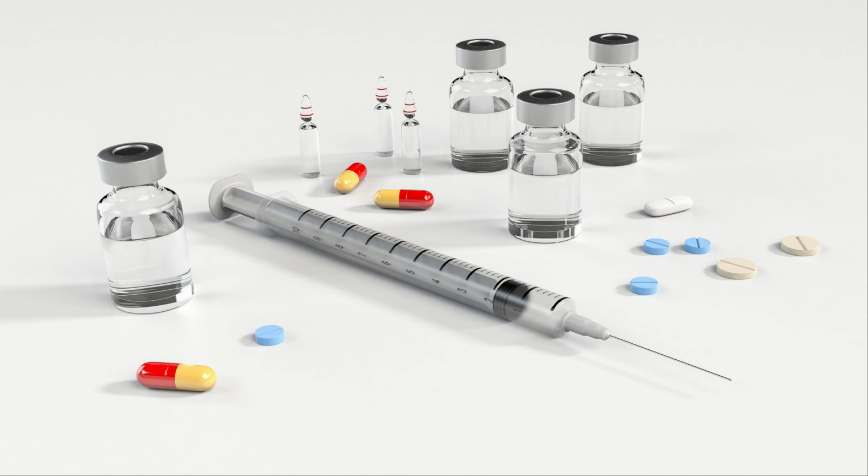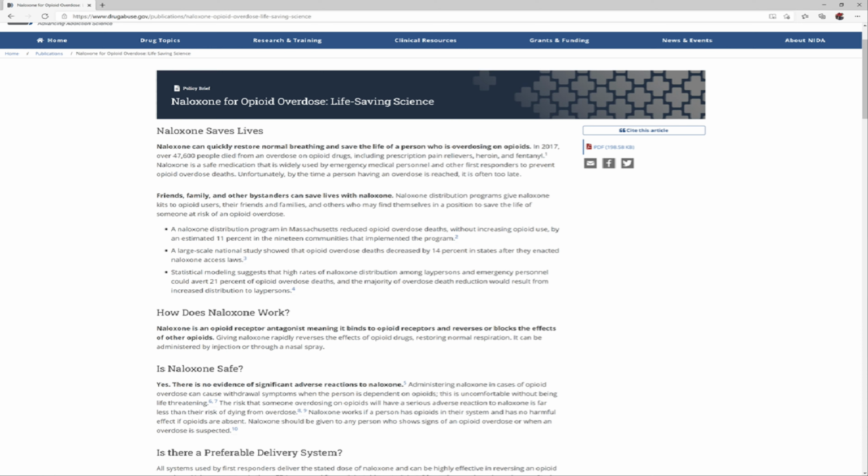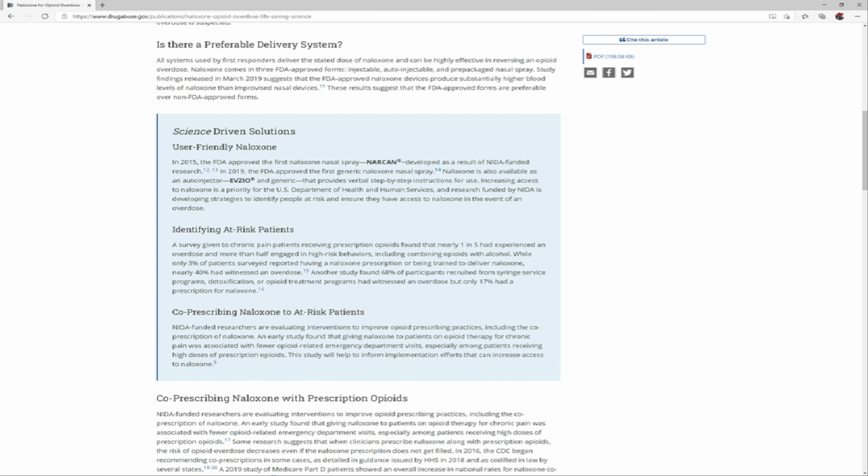Multiple doses of naloxone may be required when the overdose results from ingestion of large amounts of opioids or potent opioids such as fentanyl, carfentanil, or other opioid analogs. For more information regarding the various formulations of naloxone, see https://www.drugabuse.gov publications Naloxone Opioid Overdose Life-Saving Science.